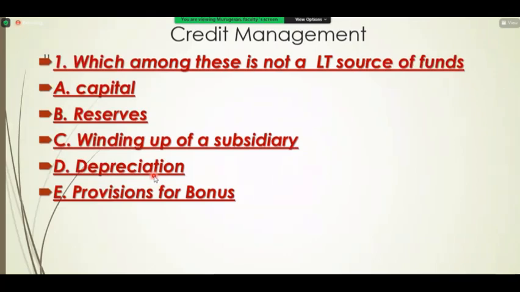Most of the questions in credit management you are going to do. Again, I will repeat: increase in liability, source. Increase in liability, always you are getting funds. And decrease in assets, always you are getting funds. That is why depreciation is called a source of funds. Why do you call depreciation a source of funds? Because by depreciation you are reducing the value of the assets, so there is a reduction in assets.